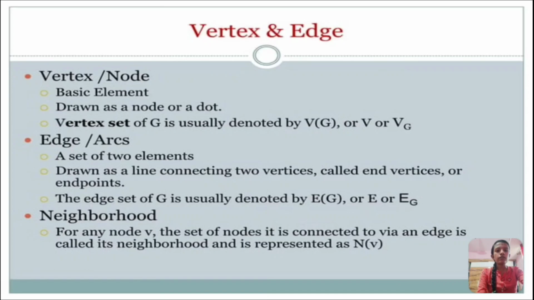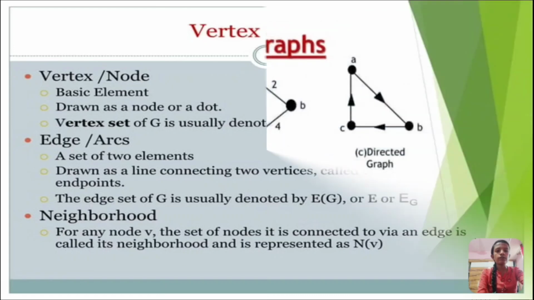Vertex and edge. Vertex or node: the basic element, drawn as a node or a dot. The vertex set of G is usually denoted by V(G) or V or VG. Edges or arcs: a set of two elements drawn as a line connecting two vertices, called end vertices or endpoints. The edge set of G is usually denoted by E(G) or E or EG. Neighborhood: for any node V, the set of nodes it is connected to is called its neighborhood and is represented as N(V).